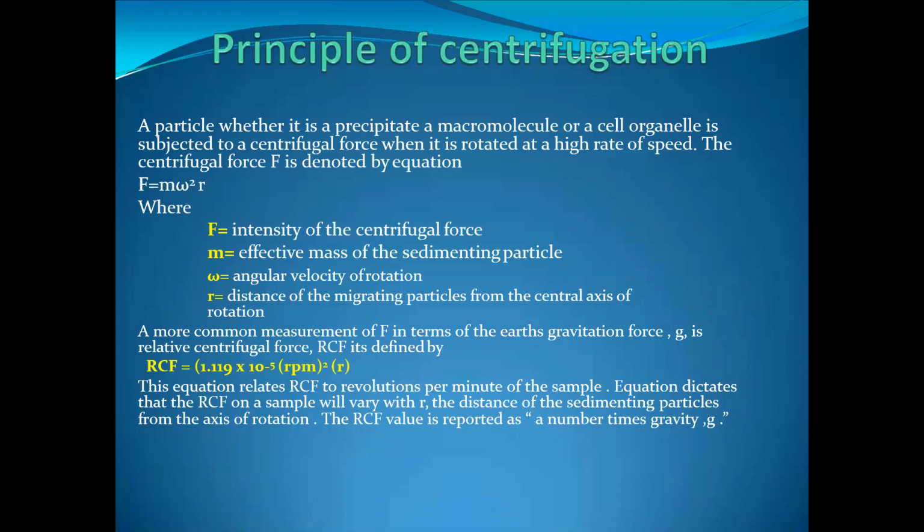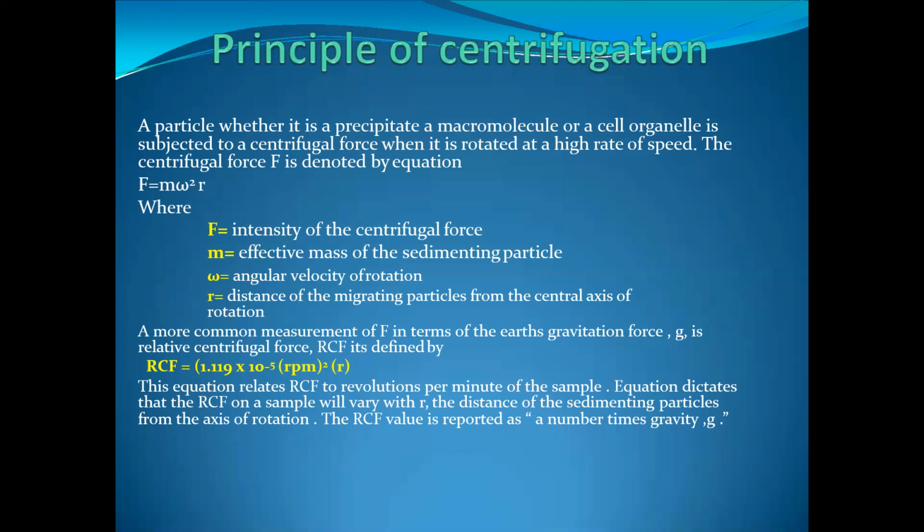The centrifugal force F is denoted by the equation F = m ω² r, that is, F is the intensity of the centrifugal force, m is the effective mass of the sedimenting particle, ω is the angular velocity of rotation, and r is the distance of the migrating particles from the central axis of the rotation.